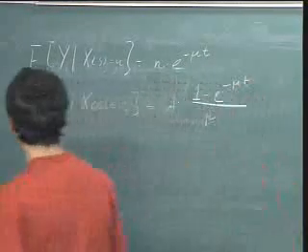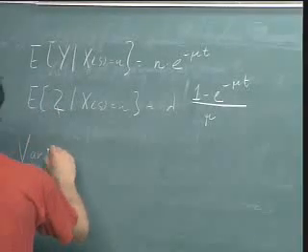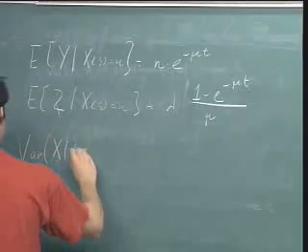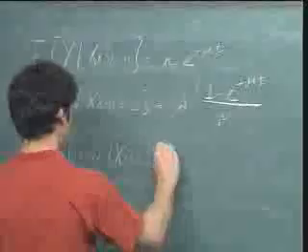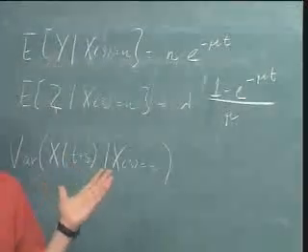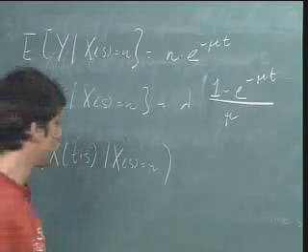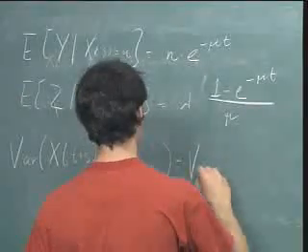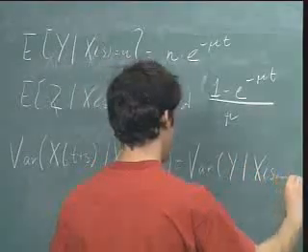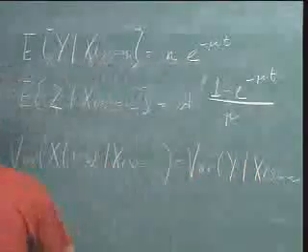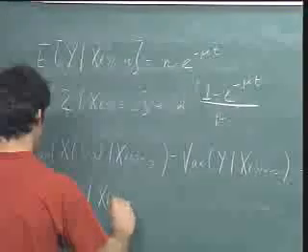Okay. Now, the variance, given X_s equal to n, will just be equal to the sum of the two variances, right? Because Y and Z are independent. So this will just be equal to the variance of Y given X_s equal n plus the variance of Z given X_s equal to n.